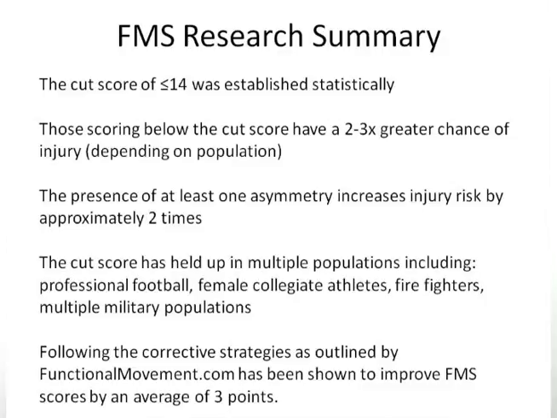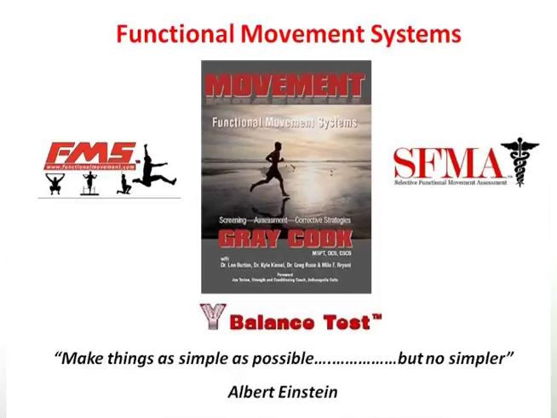And the intervention study, following the corrective strategies as outlined by functionalmovement.com, so the algorithm that's available on their site, has been shown to improve the FMS score by an average of 3 points. So it's a systematic approach. If you don't have the book, get the book, read the book. You're going to hear that message from all of us here on out. Okay? Functional movement systems, it takes it all.